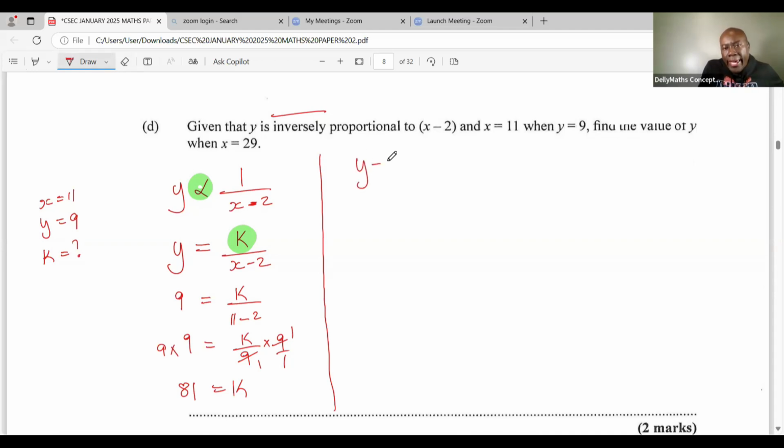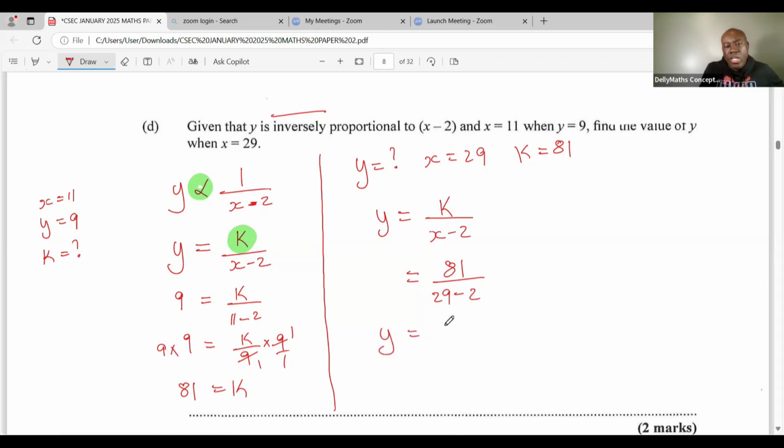Now we want to find y when x is equal to 29. But now we do know that k is equal to 81. The formula that we generated, which says y is equal to k over x minus 2, is what we're going to use to find y. So y is equal to k, which is 81, over x, which is 29, minus 2. y is equal to 81 over 27, and this is equal to 3. And here is the answer to the question.